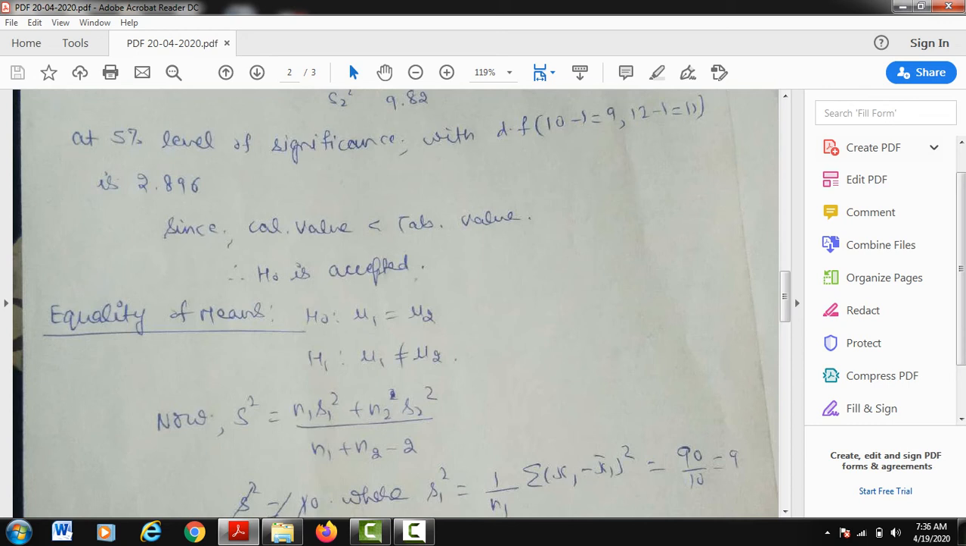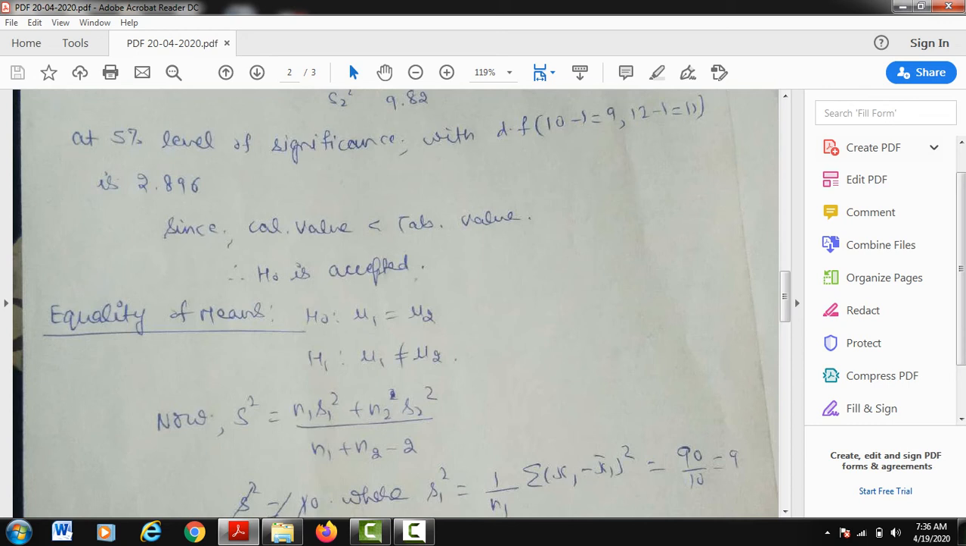Now it's time to make the comparison between the calculated value and the table value. The absolute calculated value is less than the table value, so your null hypothesis is accepted. It means the variances are equal, that is, there is no significant difference between the variances of the two populations. Now we can apply the t-test, because if their variances don't come out equal, then we cannot apply the t-test, and hence we would conclude that the two samples have not been drawn from that population which is possessing the normal distribution.